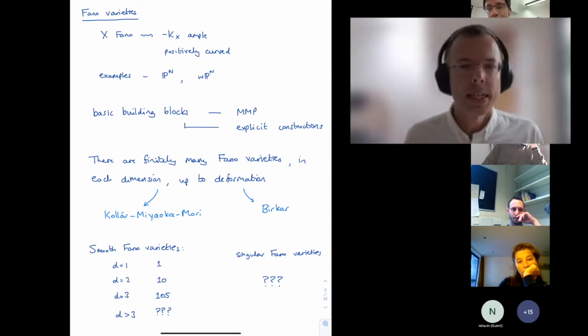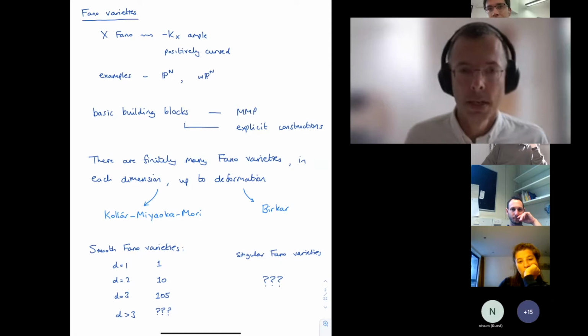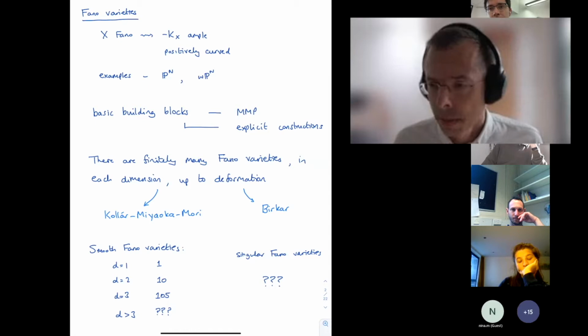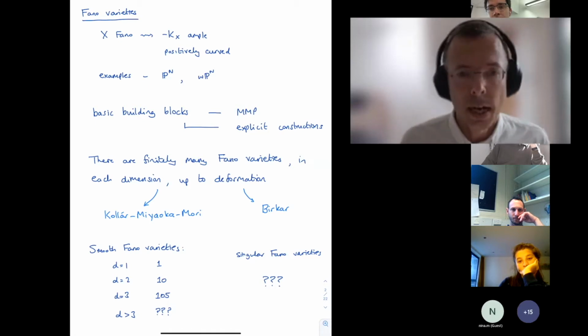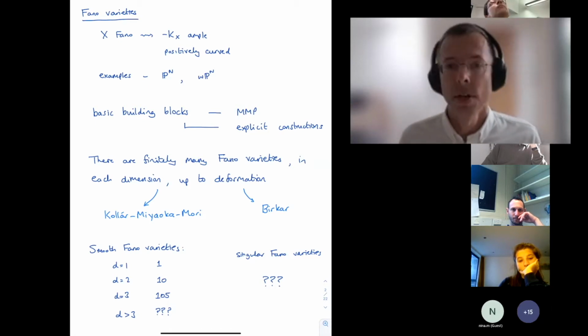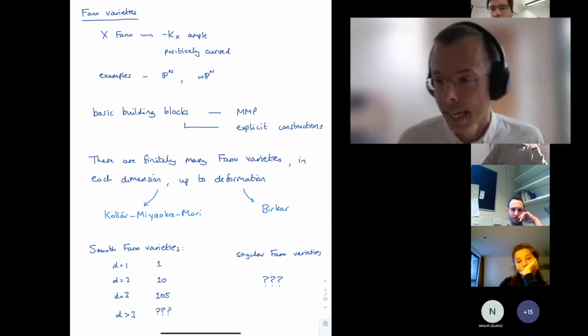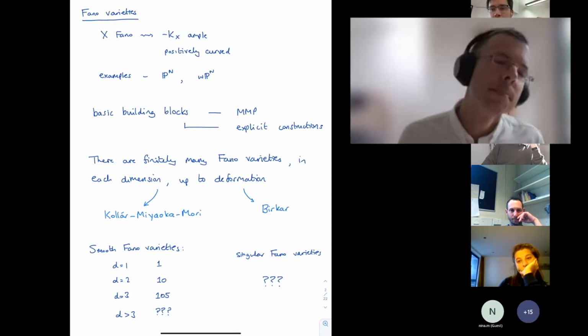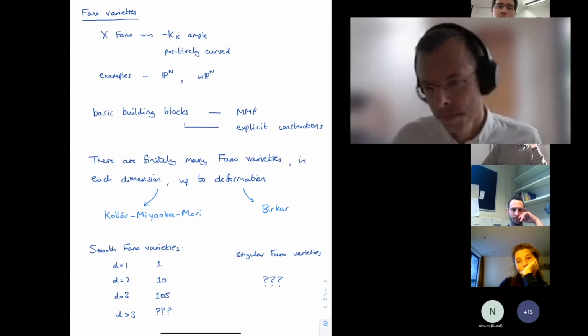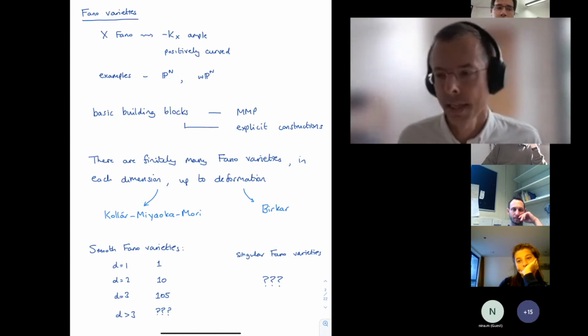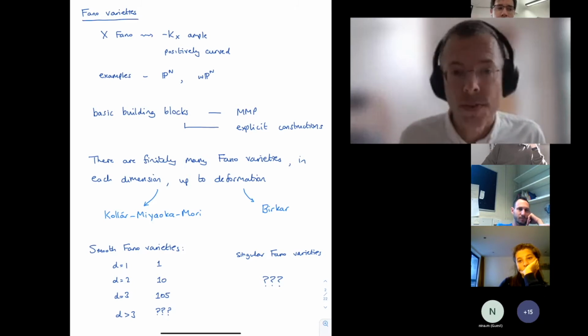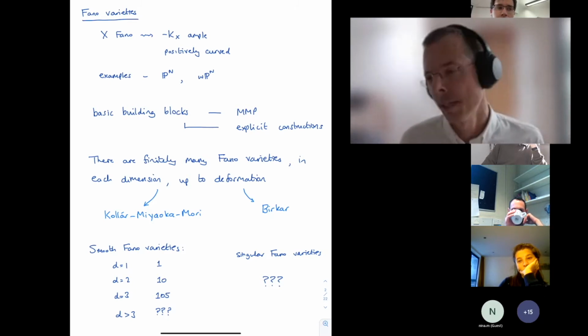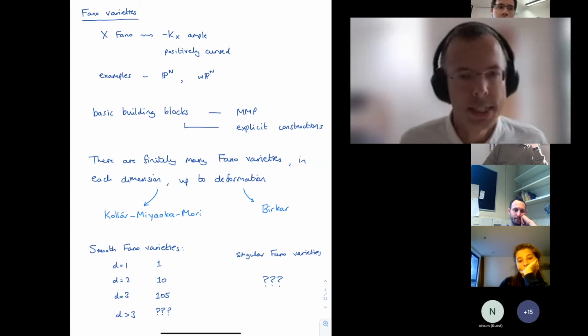And something to point out is that it does make sense to classify them. By results of Kollár, Miyaoka, Mori, and Borisov in much greater generality, we know that there are finitely many Fano varieties up to deformation in each dimension. Okay, sorry, you need to bound the complexity of the singularities that can occur. But once you've done that, for example, for smooth Fano varieties, there are finitely many in each dimension up to deformation. And if you bound how bad singularities can be, that's true for singular Fano varieties too.